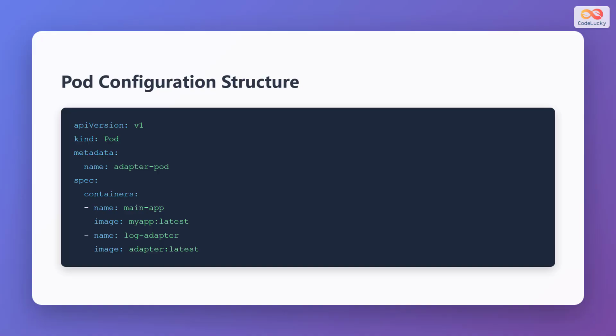Configuring an adapter pattern pod is straightforward. You define a standard Kubernetes pod with API version v1 and kind Pod. In the spec section, you list multiple containers. The first container is your main application, in this example named main-app, using the image myapp:latest. The second container is the log adapter, using the image adapter:latest. Both containers run within the same pod, sharing the same network namespace and lifecycle. This configuration allows them to communicate efficiently and work together as a single deployable unit.